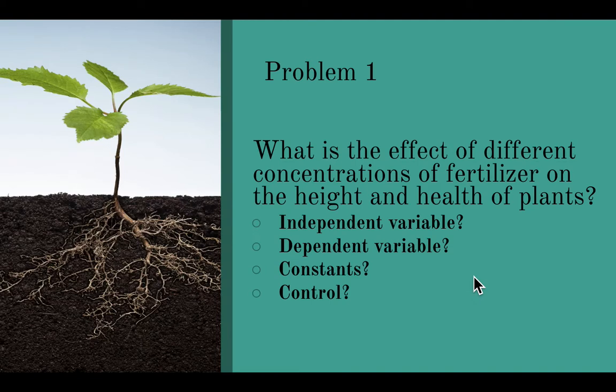So here's your first problem. What is the effect of different concentrations of fertilizer on the height and health of those plants? So that was your problem, that was your experiment. Can you, within that experiment, identify the independent variable, the dependent variable, important constants, and what the control might be?